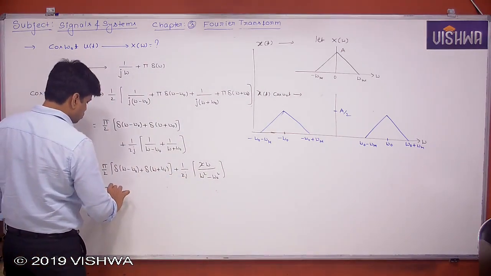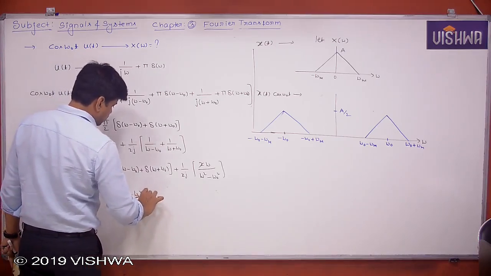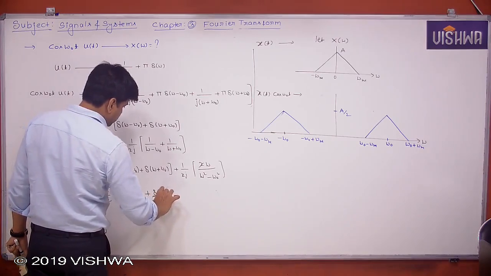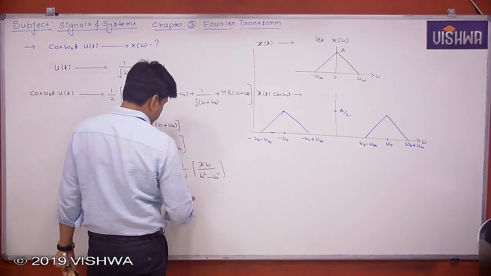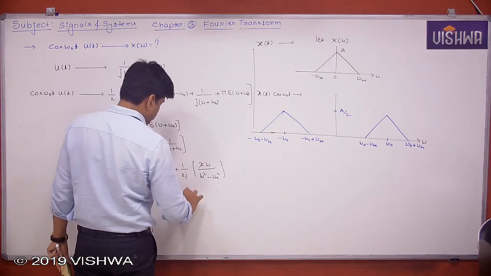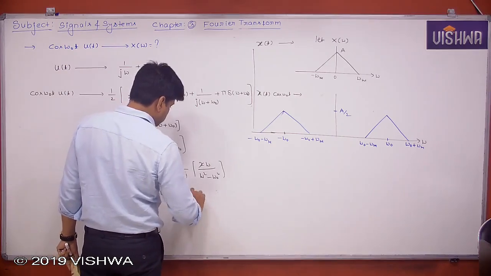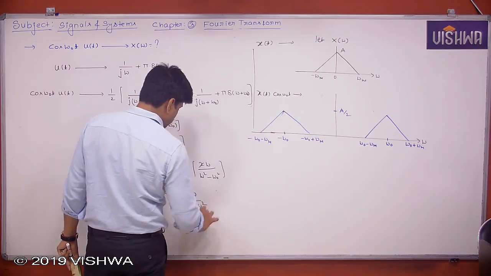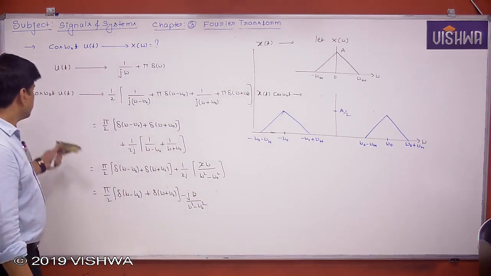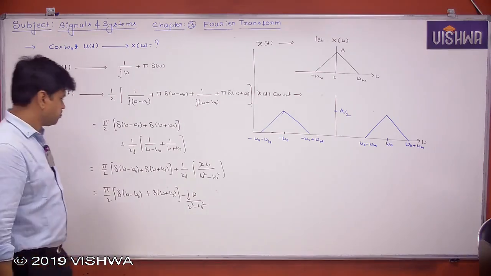Pi by 2 delta omega minus omega naught plus delta omega plus omega naught plus, or if you take minus j, because j goes to the numerator, minus j omega by omega square minus omega naught square. So this is the Fourier transform for cos omega naught t u of t. Clear? Take it.